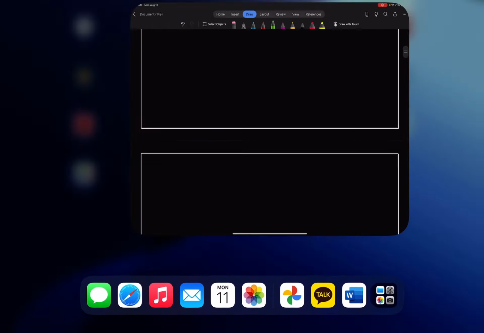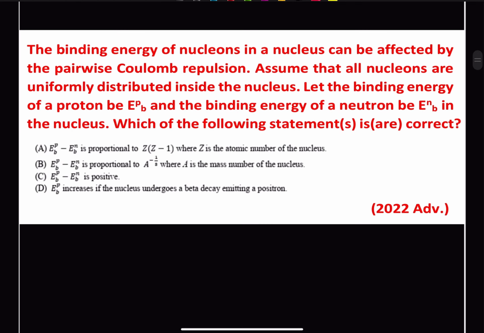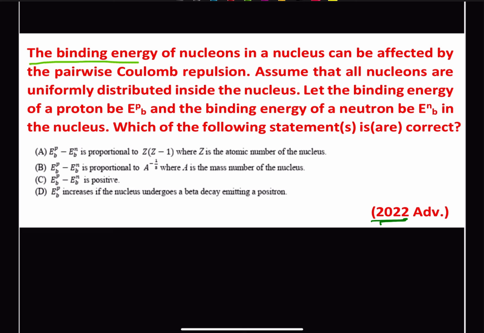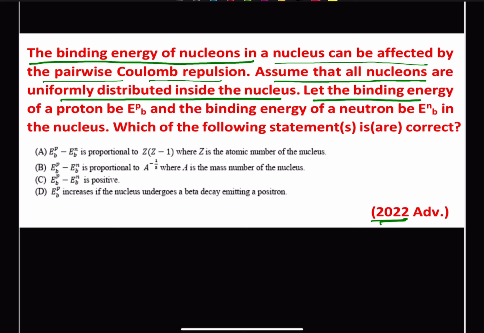Next question. It was also asked in the year 2022 advance, and it states that the binding energy of nucleons in a nucleus can be affected by the pairwise Coulomb repulsion. Assume that all nucleons are uniformly distributed inside the nucleus. Let the binding energy of the proton be EPB and binding energy of neutron be ENB in the nucleus. Which of the following statements is or are correct?